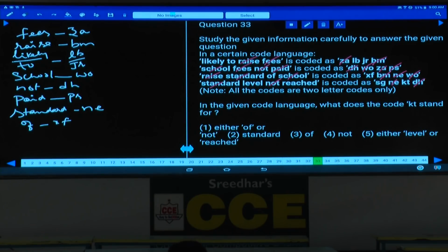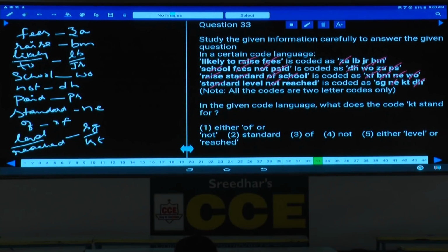Of is XF. And the next one, level and reached are left over here. Is there any word repeated here? No. Hence level and reached: for these two, we cannot identify the individual codes, and the codes for these two could be SG or KT in any order.